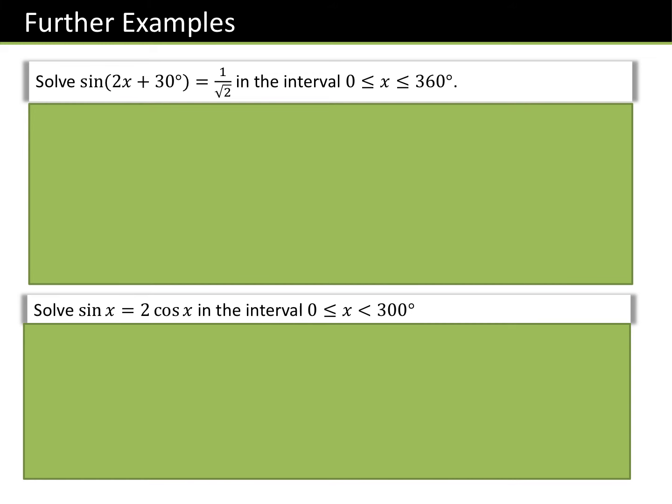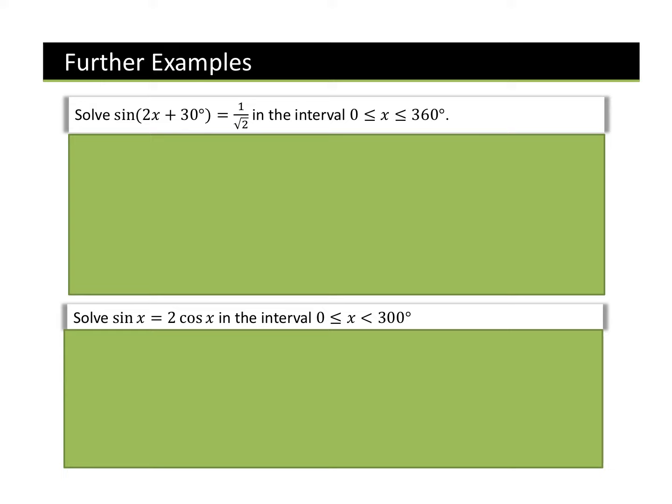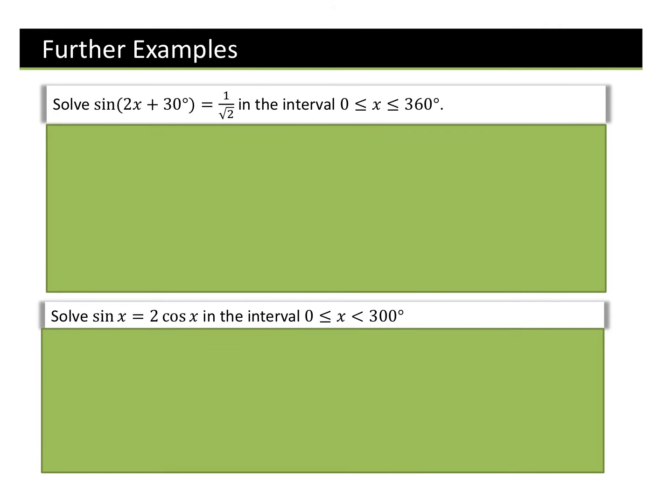Okay, so I've got 2 more examples for you. Step 1, solve sine of 2x plus 30 degrees equals 1/2. So step 1, once we know it's in the correct format, we are now going to inverse sine. We have sine of something equals a number. So now we can inverse sine.